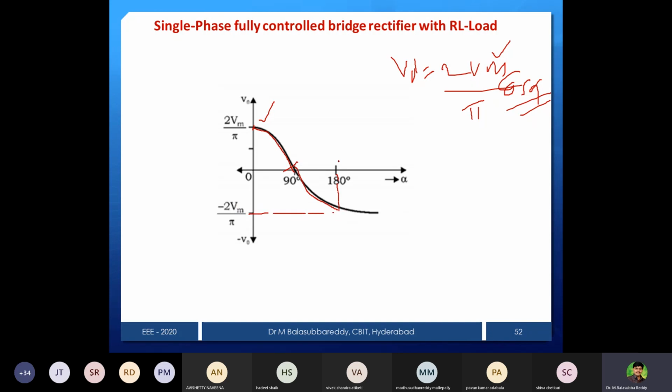So from this it is very clear that this is first quadrant operation and this is fourth quadrant operation. For alpha less than 90, it is positive; exactly at 90 it will be 0 at this point; and for alpha greater than 90, we can make it negative. So this is the relation for average output voltage versus firing angle.